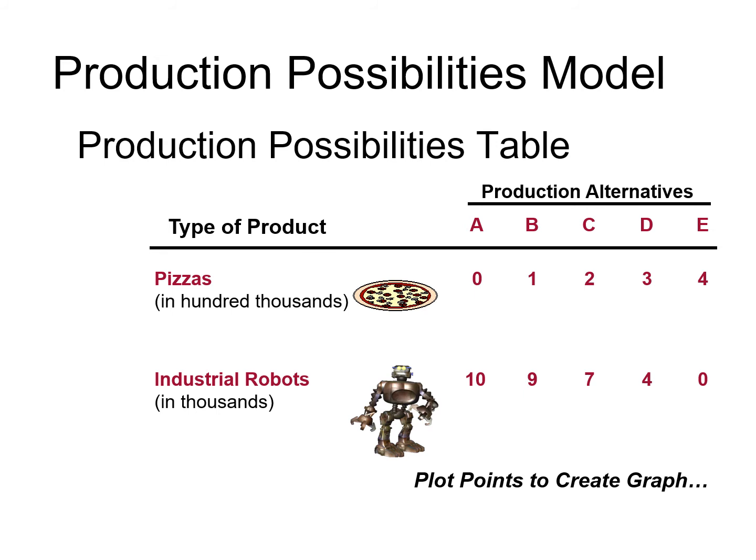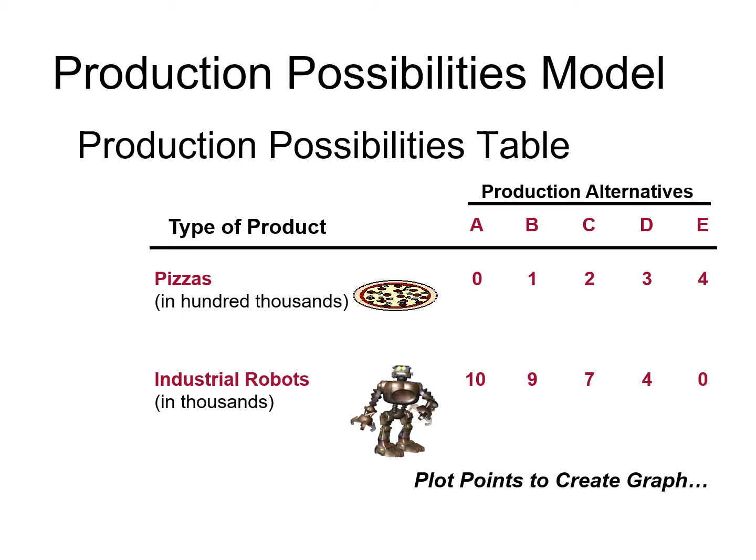Now remember, economic thinking is marginal thinking. Assume society now wants more units of robot production, more capital goods. Right, as we move from D as in dog to C as in cat, robot production increases by 3. Pizza production again fell by 1. 1 over 3. Each robot costs 1/3 of a pizza. Each capital good costs 1/3 of a consumer good.